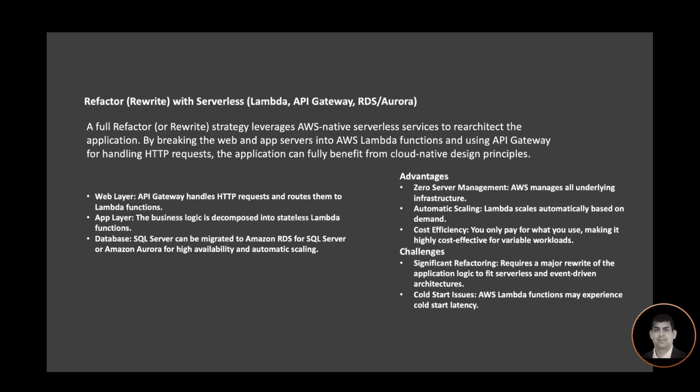That's the strategy. You need to re-architect the application. You break the web and app into Lambda functions and use the API Gateway for handling the HTTP requests. You can combine it with other services like WAF and rate limiting. But basically now you are looking at a fully cloud native design. At a high level, your web layer, the API Gateway, handles the HTTP requests and routes them to the Lambda function.